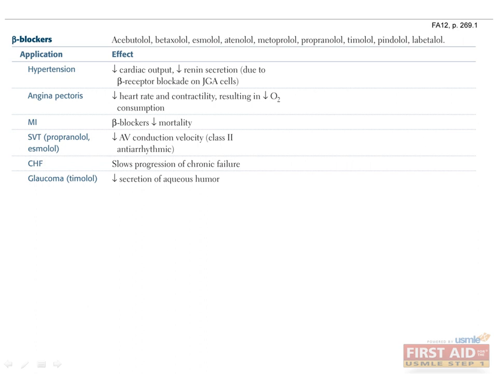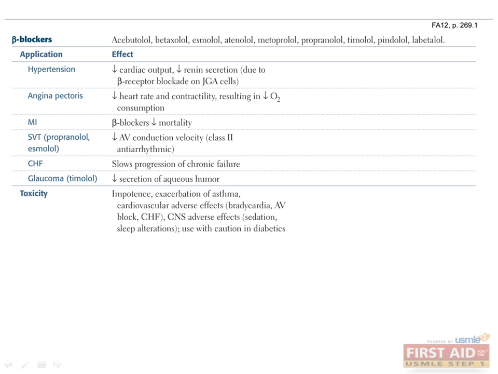Supraventricular tachycardia, or SVT, can be treated with propranolol and esmolol, class 2 antiarrhythmics that decrease AV node conduction velocity. Congestive heart failure, for which beta blockers slow progression to chronic failure, and glaucoma, for which timolol is effective because it decreases secretion of aqueous humor.